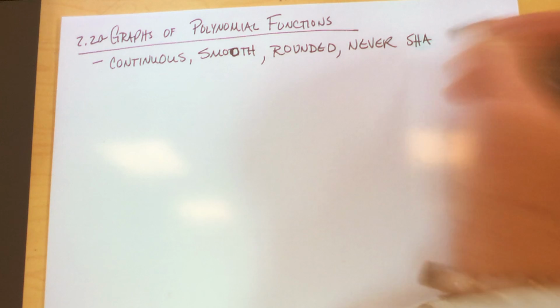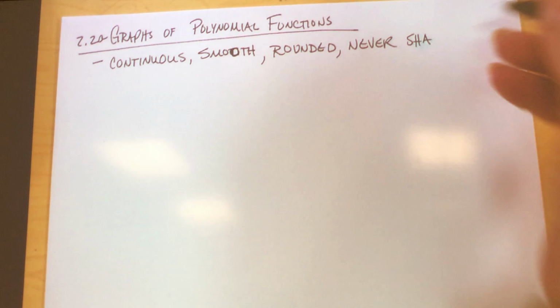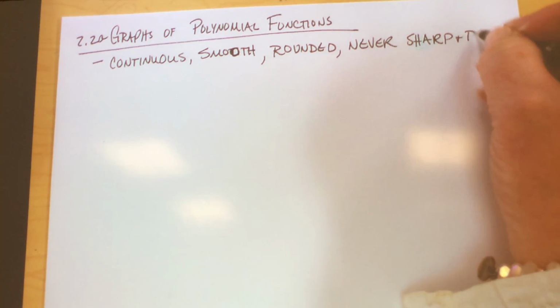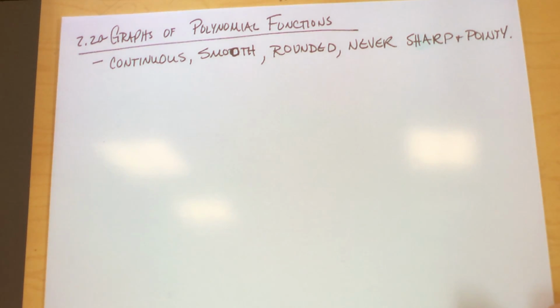So would the absolute value function be considered pointy? That's exactly what I'm trying to get across to you. Okay? So never sharp and pointy, which I'm not even sure is a word, but whatever. All right, so no, absolute value function is not a polynomial function.